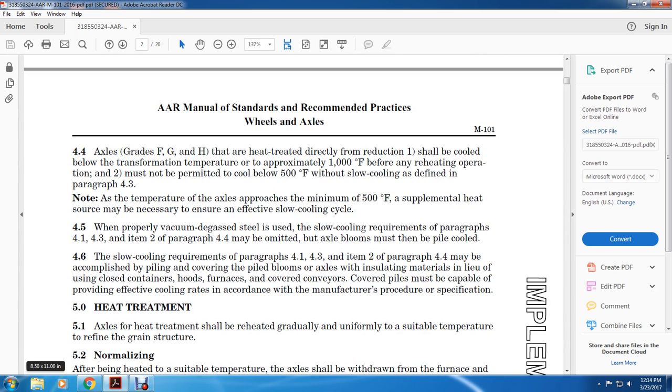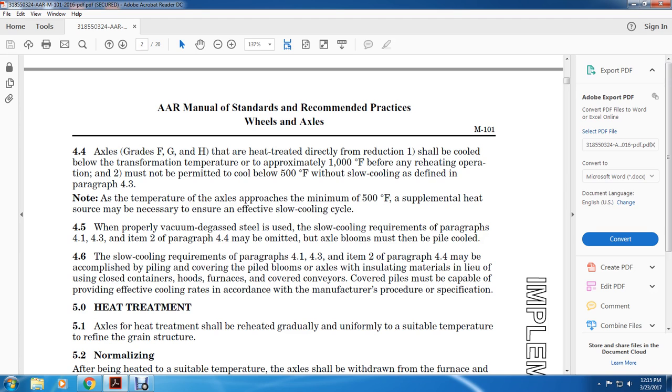4.1. Axles of grades F, G, and H that are heat treated directly after the reduction shall be cooled below the transformation temperature of approximately 1,000 degrees Fahrenheit before the reheating operation. 4.2. Axles must not be permitted to cool below 500 degrees Fahrenheit without slow cooling as defined in paragraph 4.3. Note the temperature of the axles approaches a minimum of 500 degrees Fahrenheit. A supplemental heat source may be necessary to ensure an effective slow cooling cycle. 4.5. When properly vacuum degassed steel is used, the slow cooling requirements of paragraphs 4.1, 4.3, and item 2 of paragraph 4.4 may be omitted, but axle blooms must be piled to cool.